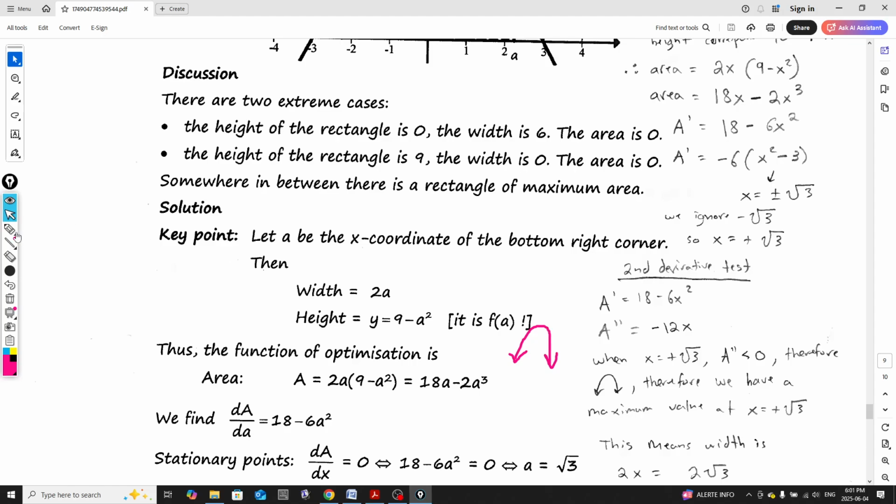And because it's concave down, that means I've got a maximum value right here. Okay, so that's what we've got.